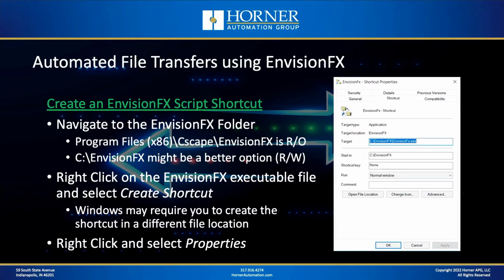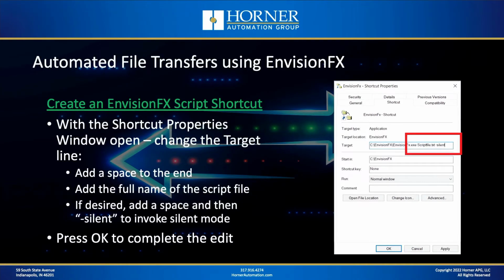But once we've created this new shortcut, now we need to customize it by right-clicking on it and pressing Properties. Once we go into Properties, then it's all about customizing the target line. What are we going to do? Well, we're going to add the details of our script to the end of the target line. So we're going to add a space, and then add the full name of the script file, including .txt. And if we want to invoke silent mode as well, at the end of our file name we would put an additional space and then -silent at the very end. Once we're done, we press OK, and we've created our EnvisionFX script shortcut.